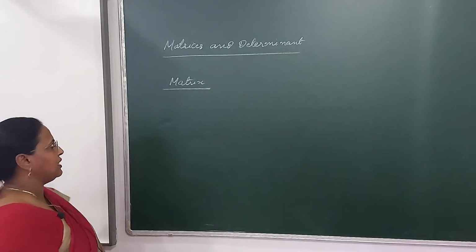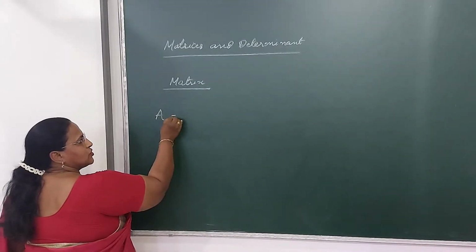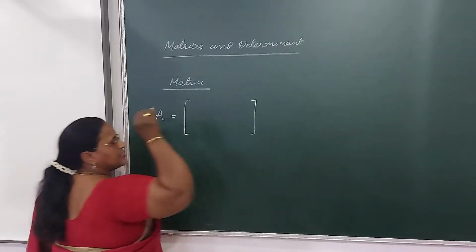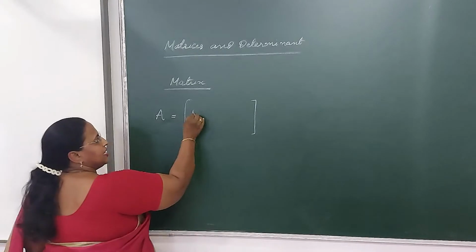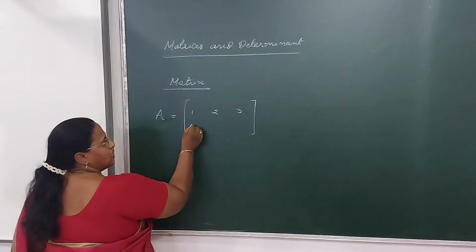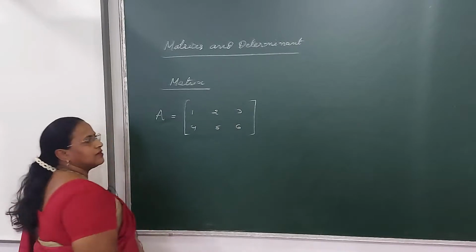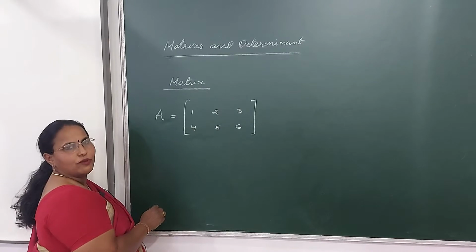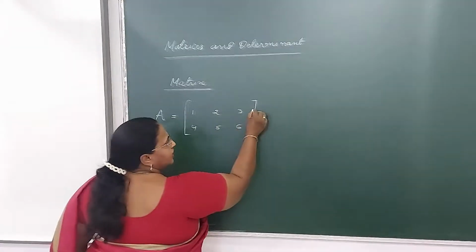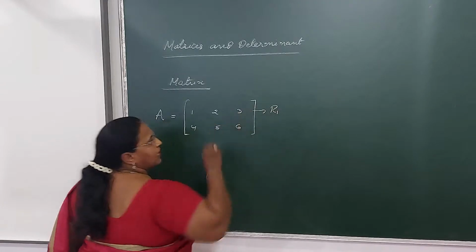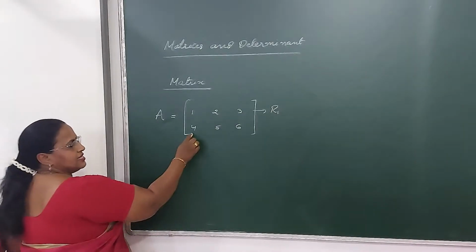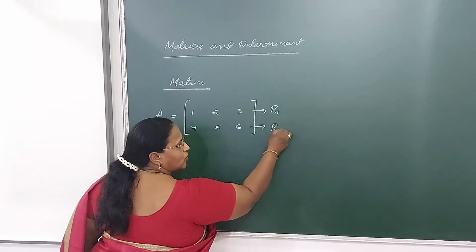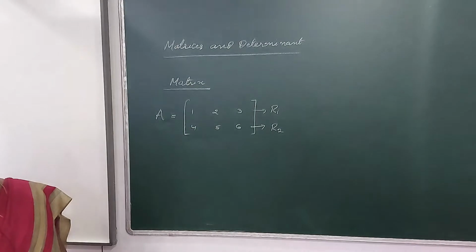So let us take an example here. Let A be a matrix. So A is equal to, you will be placing a square bracket and let us write down the elements. So let the elements be 1, 2, 3, 4, 5, 6. Now here you see this is the first horizontal arrangement, what we'll be calling as the first row, and it will be denoted by R1. Likewise, this is the second arrangement, horizontal arrangement, and it will be denoted by R2. This is the second row.